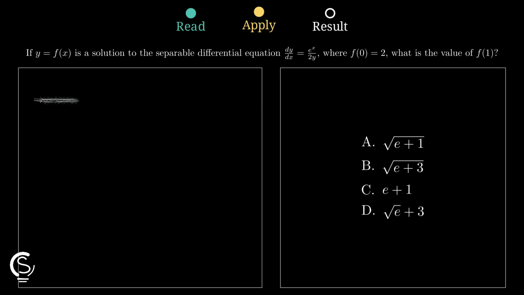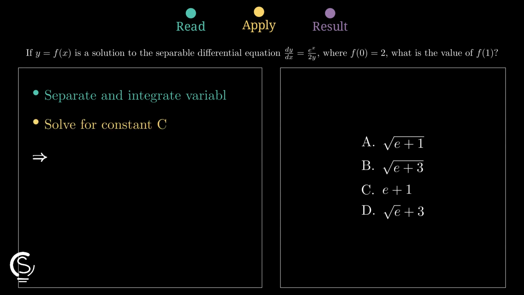Next, we must find the constant c using our initial condition where f of 0 equals 2. Plugging those values in shows that 4 equals 1 plus c, so c is 3. Finally, plug in x equals 1 to get y squared equals e plus 3. Taking the square root gives the final answer, option B.